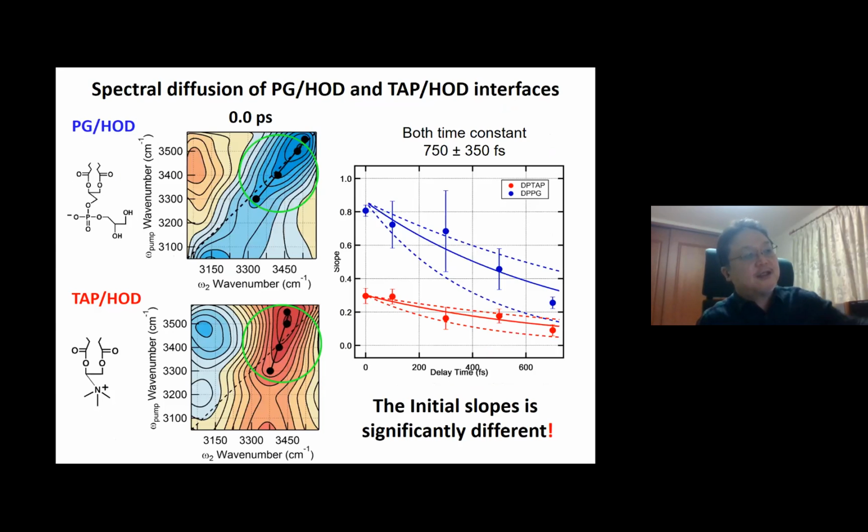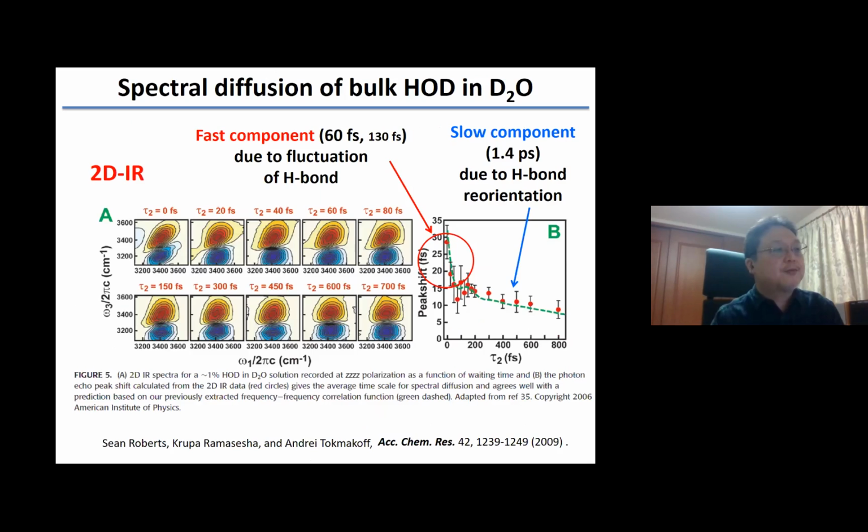And if we compare these two spectra at time origin, the most significant difference is the tilt angle of the bleach lobe. This difference is very significant, and actually the spectral diffusion time is almost the same. And the reason is readily understood from the knowledge obtained by 2D IR for water.